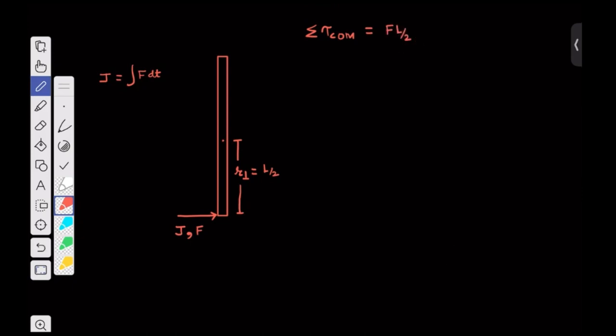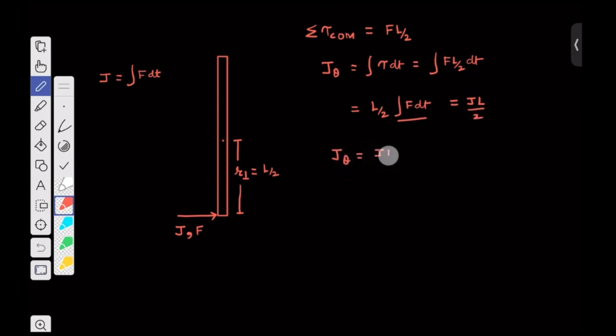So we write down the angular impulse as integral of tau dt, no? And the torque we have got here is FL by 2 dt. So L by 2 will be taken out of the integral. So what we get is integral of F dt. And what is our F dt? It is our linear impulse J. It will be JL by 2. So we have got one equation: J theta equals JL by 2, where J theta is the angular impulse.